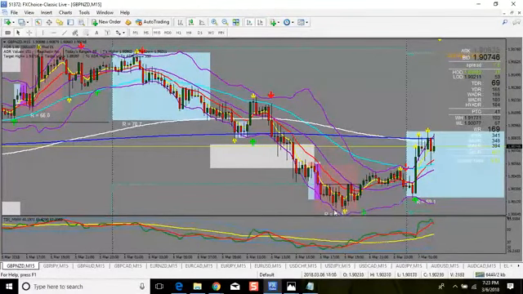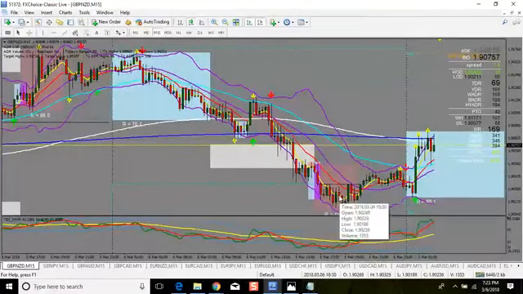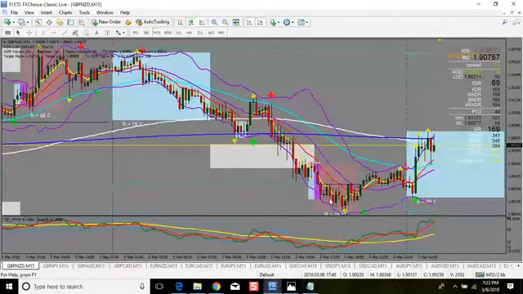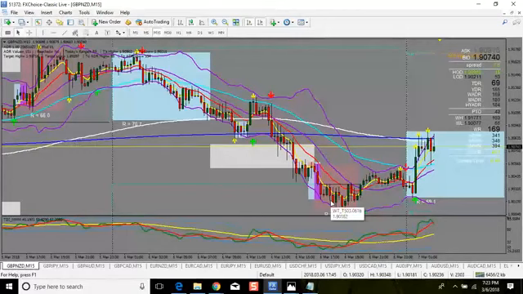Okay, now in this case right here, you have railroad tracks or quasi-railroad tracks. So you can actually take that trade because of the railroad tracks. Railroad tracks are just M's and W's on a shorter time frame. So you could take that trade right here.